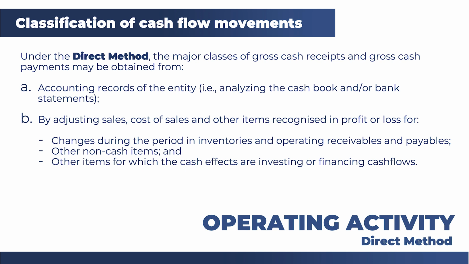This text is lifted directly from the standard, and you will eventually notice that the 2 methods here are exactly the 2 methods that we will be discussing in practice. The direct method using the manual approach, which is letter A, using the accounting records of the entity, and the direct method by adjusting sales, cost of sales, and other items recognized in profit or loss, which is practically what we will do using the worksheet approach in the next video.